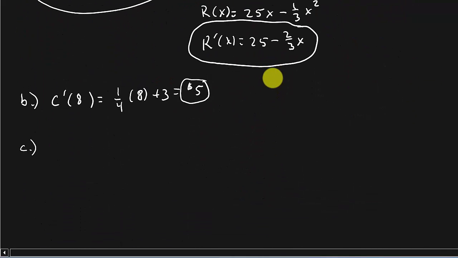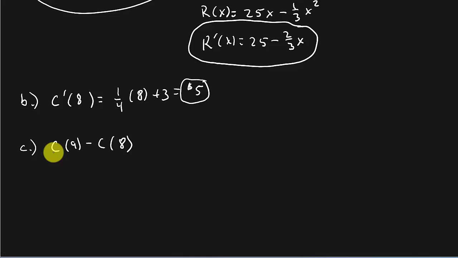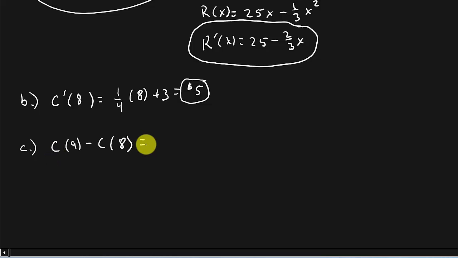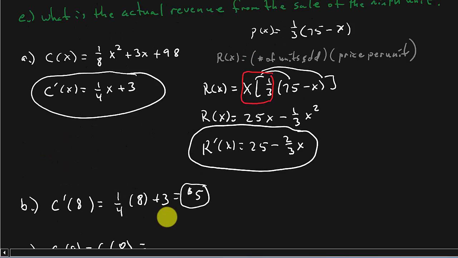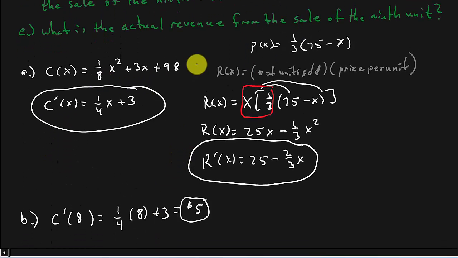Okay, so the actual cost of producing the 9th unit is going to be C of 9 minus C of 8. So if you take how much it costs to produce 9 units minus how much it costs to produce 8 units and subtract those, then that'll give you how much it cost for that 9th unit. And so now notice this is C, not C prime. So we've got to plug that into this function.